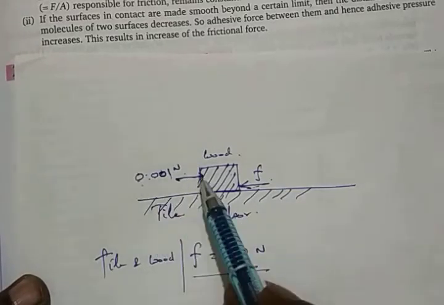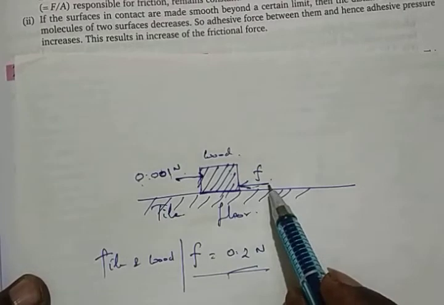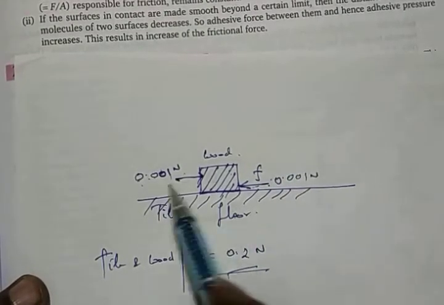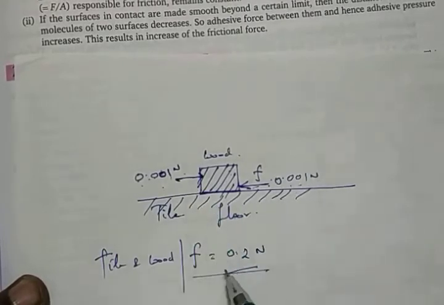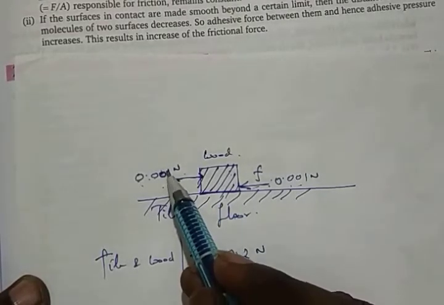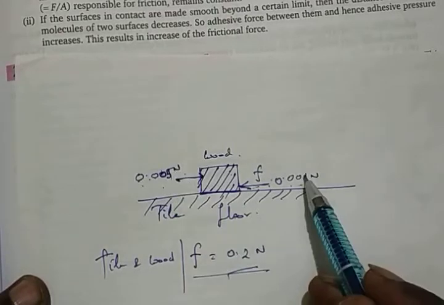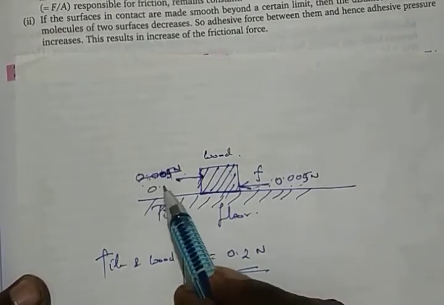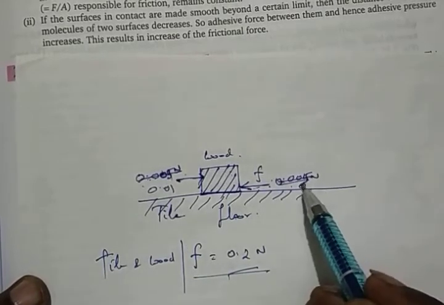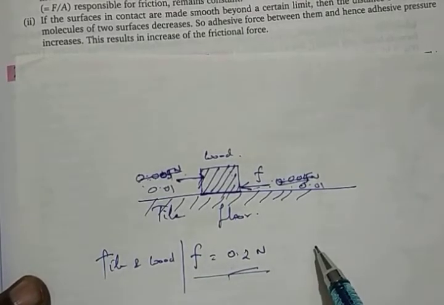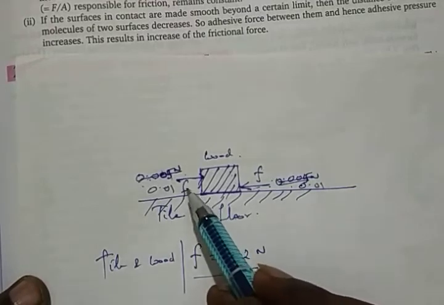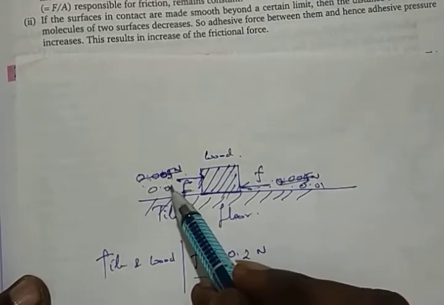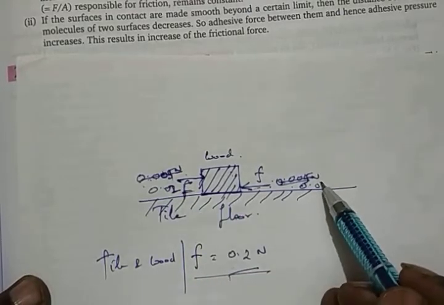Remember, whenever you give this force, say 0.001, the frictional force will be 0.001. The opposing force will be equal to the external force. You apply 0.05 and here also 0.05 will be there. You apply a force of 0.01, this also will become 0.01. It will keep on increasing. When the external force increases, this force will increase, and when it becomes 0.02, this also will adjust to 0.02.